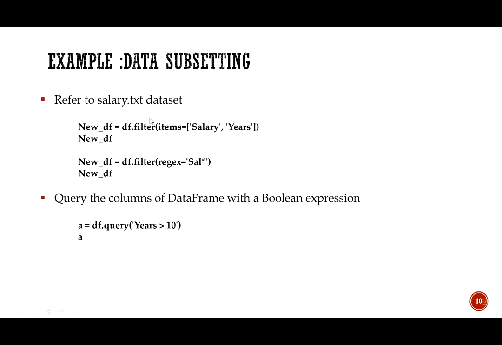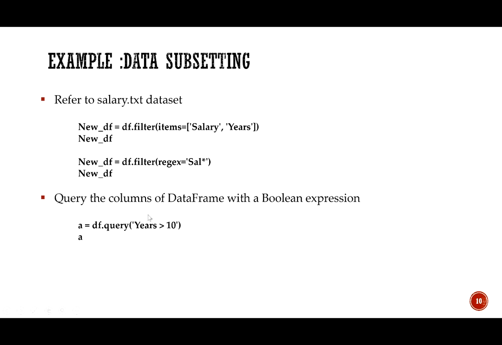Again, refer to the salary dataset that we just discussed. And now we want to apply the filter method. First, we use items, and then we use a regular expression. For items, let's say we want to choose 2 columns, salary and years, and then we filter the data. Or we want to search a substring. We want to search any string starting with SAL. We know that in our data set we have salary, so we expect to see at least 1 column.